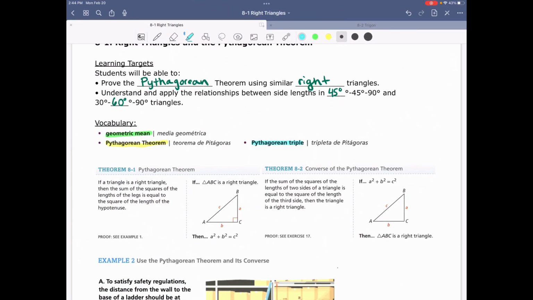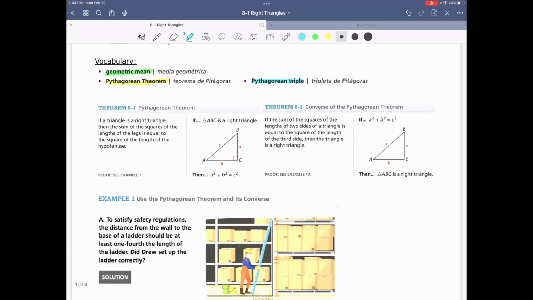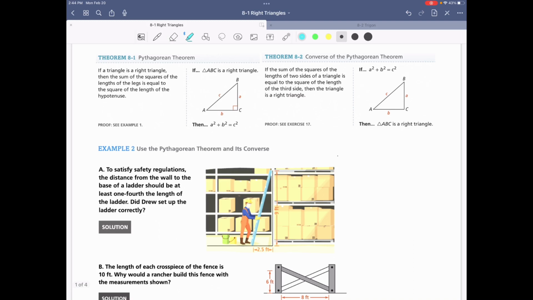But the Pythagorean theorem is a squared plus b squared equals c squared, which you've seen before. And then the converse of the Pythagorean theorem: if a squared plus b squared equals c squared, then the triangle is a right triangle. I skipped example 1 just because it was proving the Pythagorean theorem, which is a standard, but we can also just skip and start using it. It'll make proving it easier.